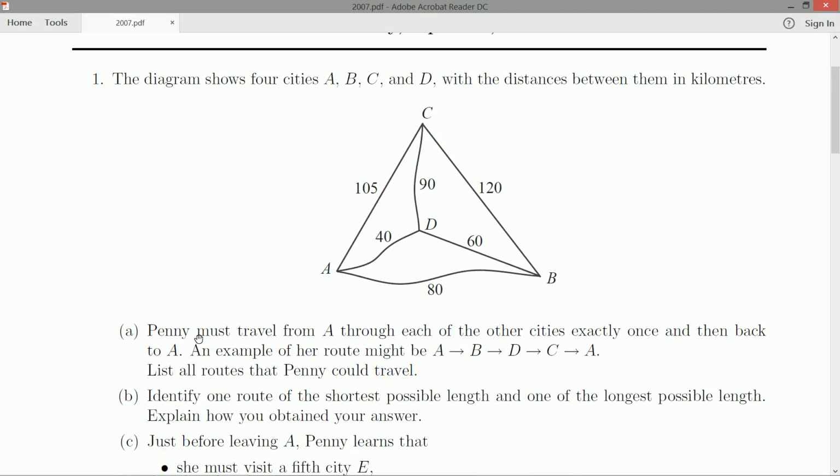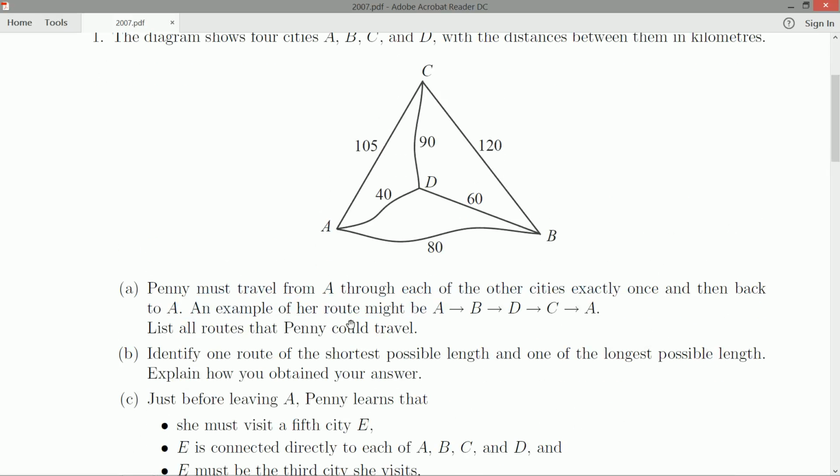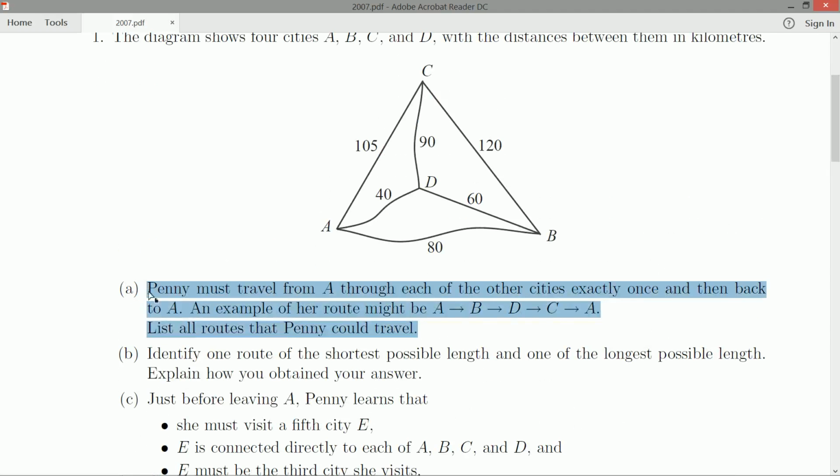So, Penny must travel from A through each of the other cities exactly once, and then back to A. An example of her route might be A to B, B to D, D to C, and C to A. List all routes that Penny could travel. Okay.